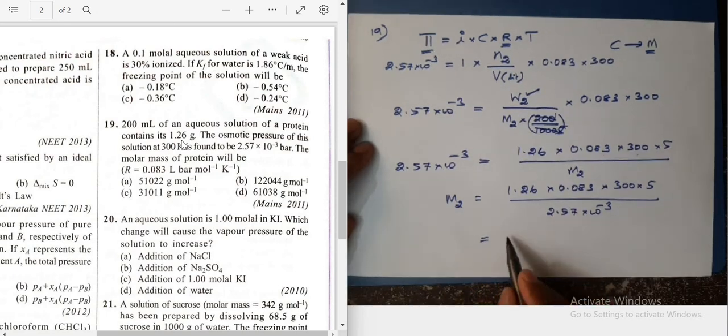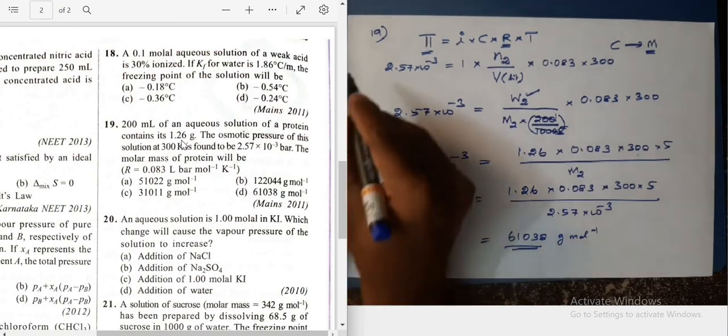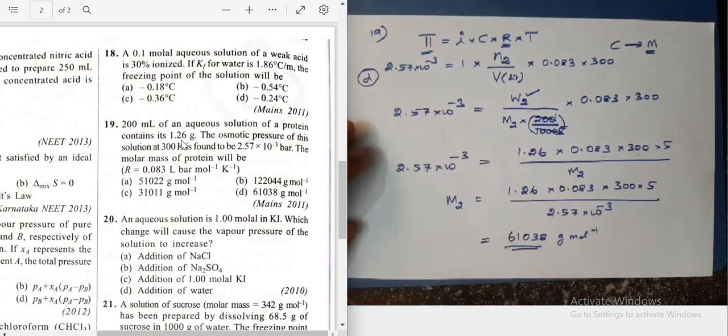The actual answer is 61038 gram per mole. You just try and check whether it is correct or not, right? So the correct option for this question is option D.